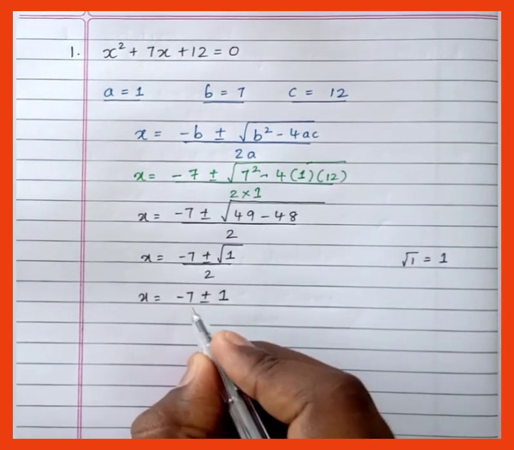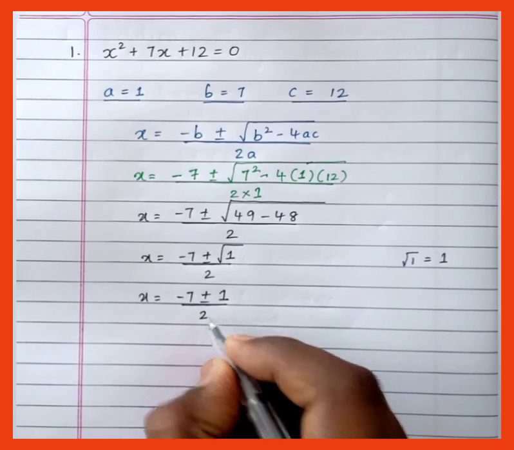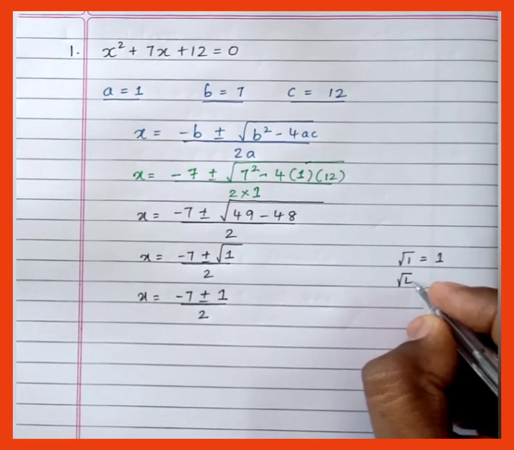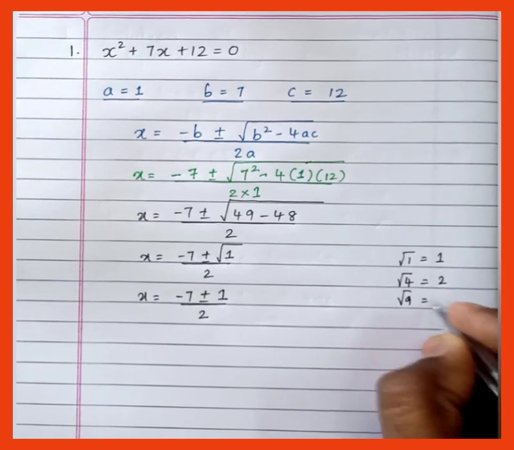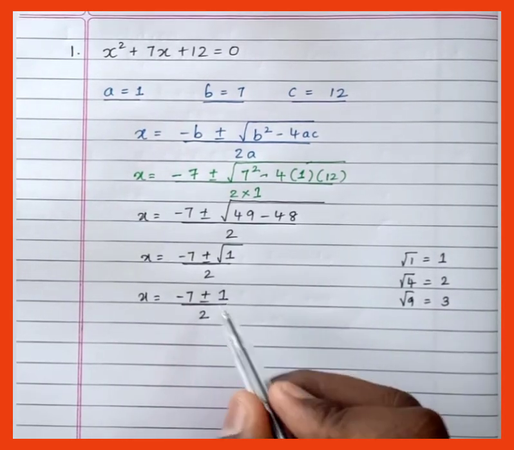That is, square root of 1 is 1 divided by 2. The same, what is square root of 4? It is 2, because 2 twos are 4, therefore square root of 4 is 2. In the same way, square root of 9 is 3.